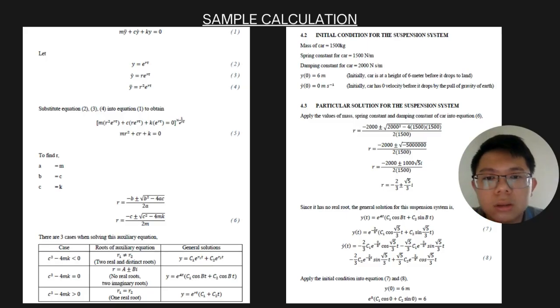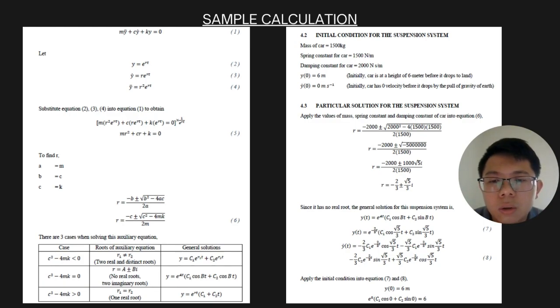So this is the sample calculation part for our group project of differential equations. First is the equation m d²y/dt² + c dy/dt + ky = 0. This equation is taken from the equation of motion.